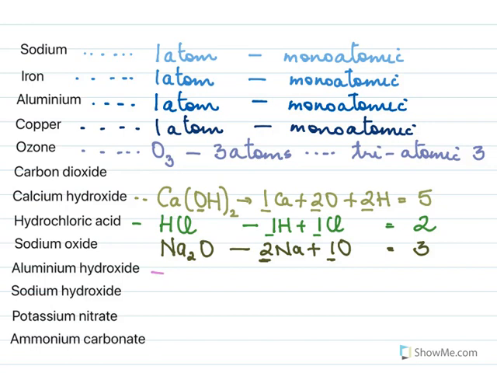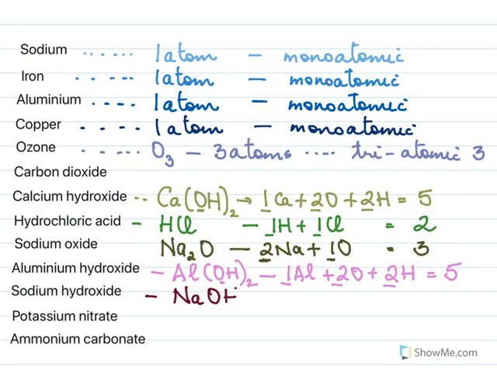Then next, aluminium hydroxide. Aluminium hydroxide is Al(OH)3. So this is made up of 1 aluminium plus 3 oxygen plus 3 hydrogen. Next, sodium hydroxide. NaOH is sodium hydroxide, made up of 1 sodium atom plus 1 oxygen atom plus 1 hydrogen atom. So 1 plus 1 plus 1, that is 3, atomicity 3.